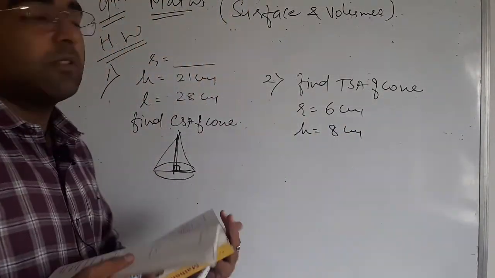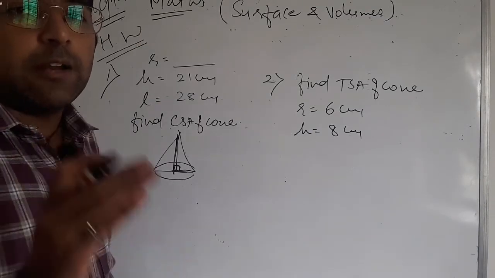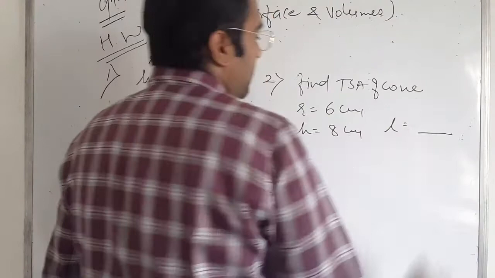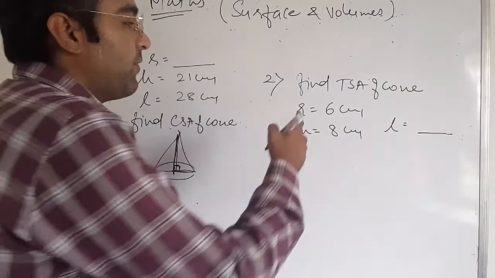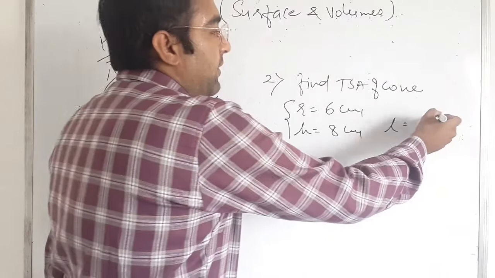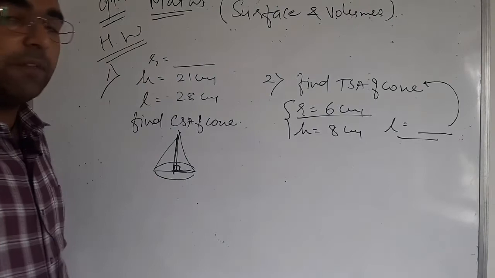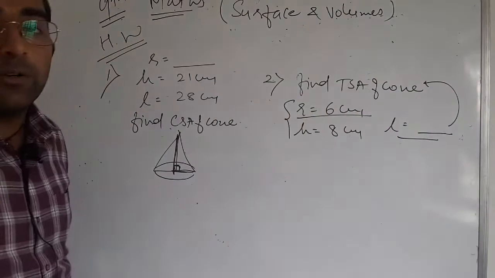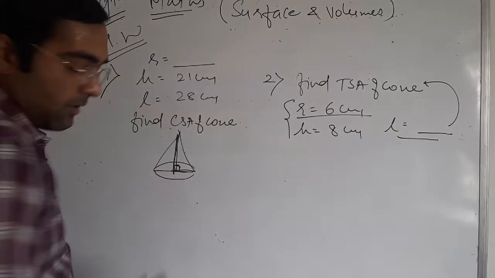The formula of the total surface area is pi r (r plus l). So you need the value of l, the slant height. First find the slant height from the radius and vertical height, and after that put the radius and slant height into the formula of the total surface area. Then you can find it.